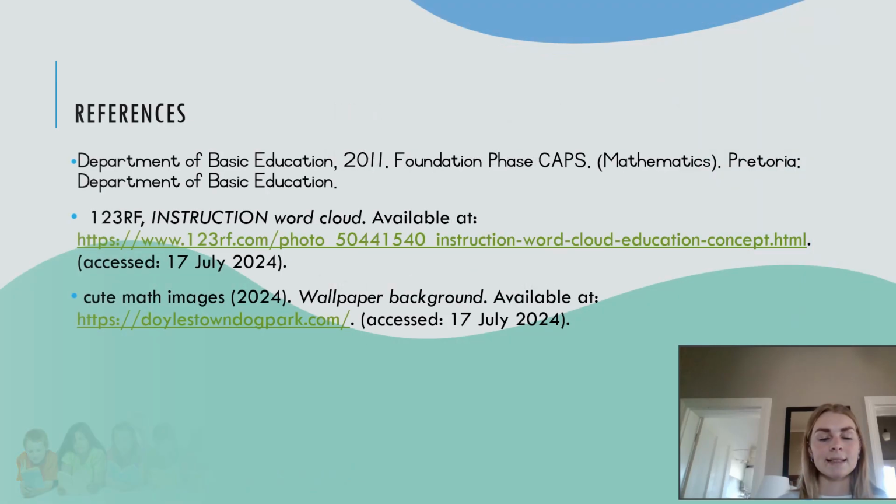And then this is my reference page. I use the Department of Basic Education Maths CAPS document. And then I've referenced my 2 photos that I've used off the internet. The other photos I haven't referenced as I got them off of Clipart on PowerPoint.